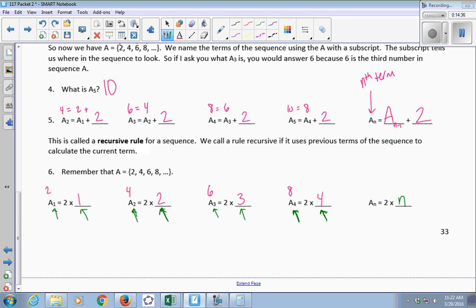So if I wanted to find the 20th term in the list, I would do 2 times 20, right? And that would give me 40. 40 should be the 20th term in my list. So this is another way of visualizing the same pattern. Okay. So the nth term, a generic term in the list, you can find by doubling its location.